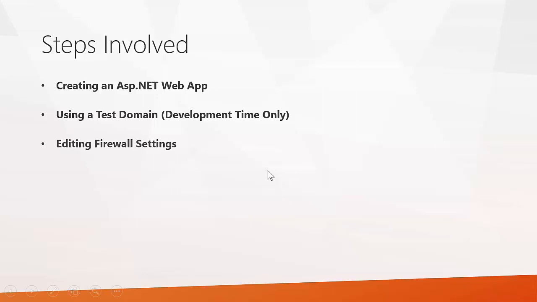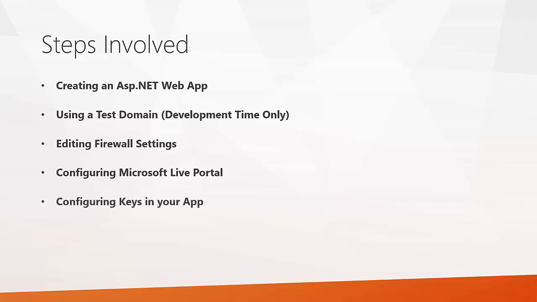Next, we will edit the firewall settings on your system. This is only on a dev machine, to make sure we work seamlessly with the OAuth server and then your localhost mapping. So we'll do a firewall setting on port 80 to allow external requests to be allowed. Then we'll go to configure the Microsoft Live portal. Basically, you will need to go register an application on the Microsoft Live portal, get a client ID and client secret, which is required for your web application. Then we'll use those keys in our application.